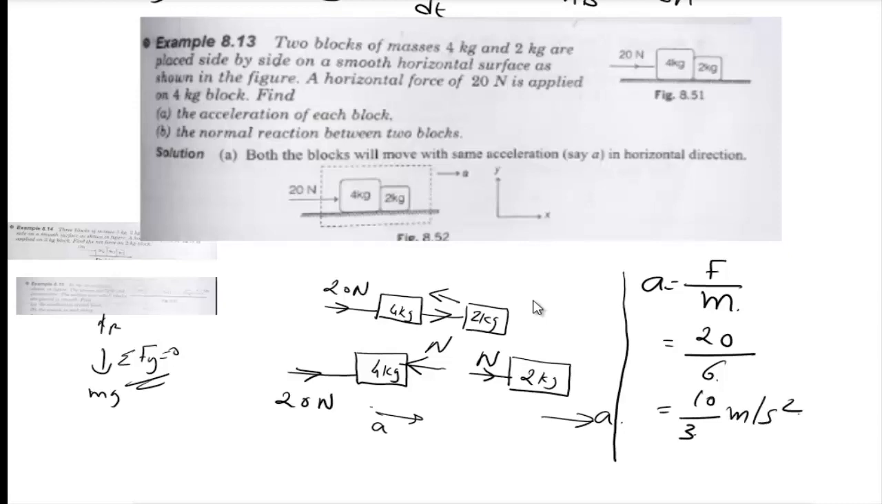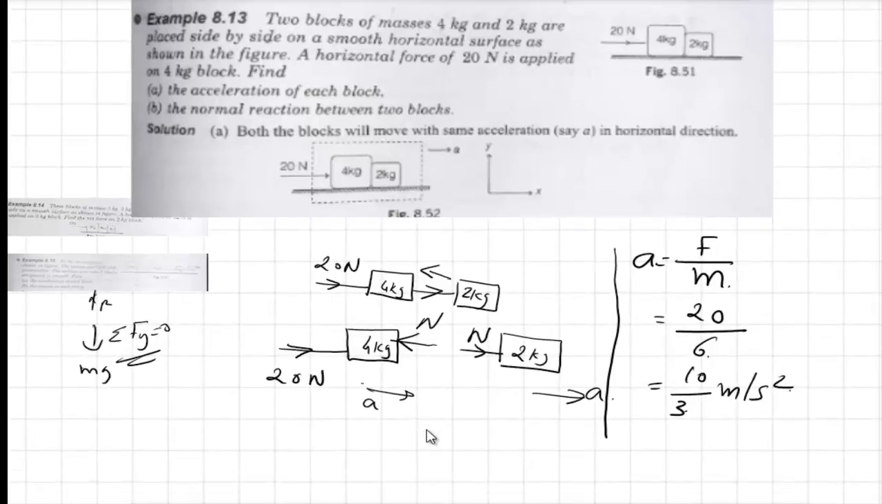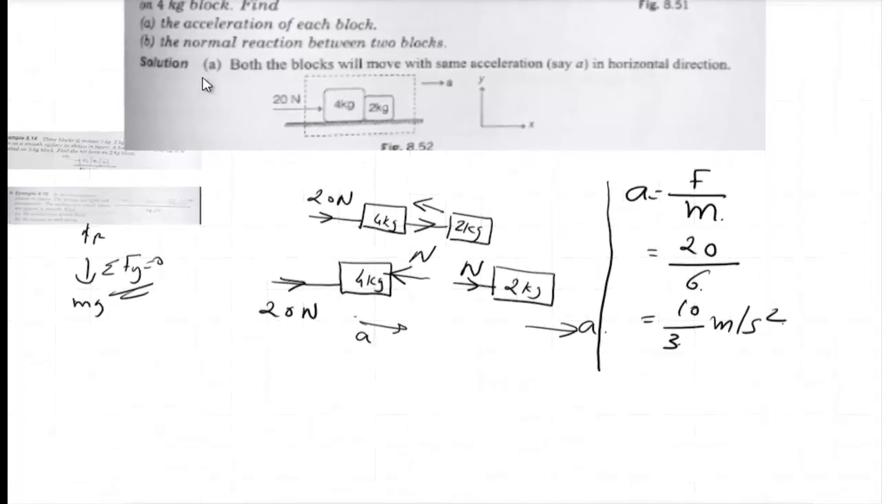This is the acceleration. So for finding out the acceleration, net force acting on the system divided by total mass. This is the formula for finding out the acceleration of each block. If we are considering all the bodies as a system, a common acceleration will be there. That common acceleration, we can find as net force acting on the system divided by mass. Now we need to find out the normal reactional force between the blocks.